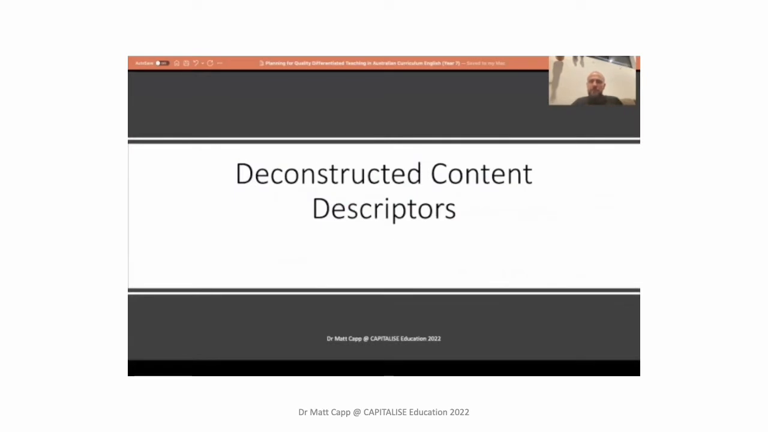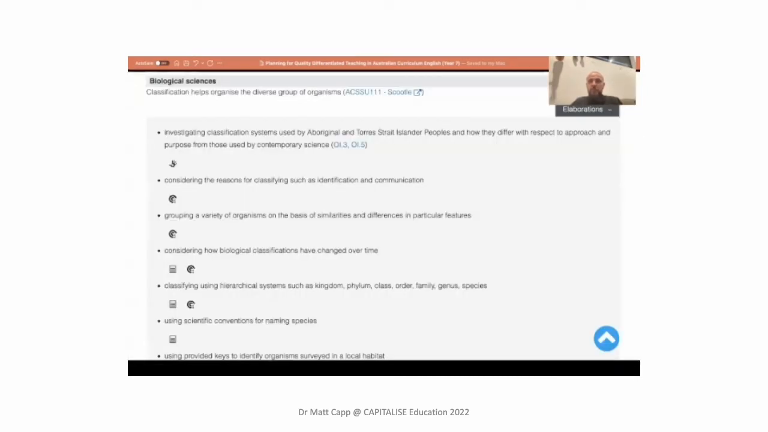So once we've identified the content descriptors, we need to start deconstructing them to identify the essential knowledge and the essential skills. To do this, we can go to the elaborations and have a look at what they tell us. We don't have to cover it all because there's a lot there, but it gives us ideas about the essential knowledge and skills.